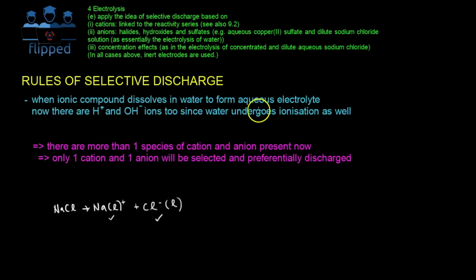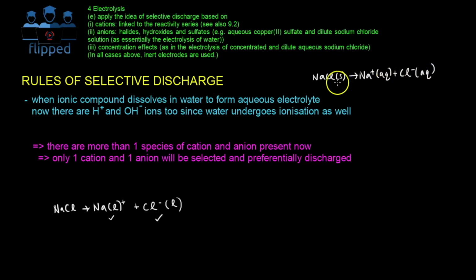But in the case of aqueous electrolyte, that is when I dissolve my ionic compound in water to form aqueous electrolyte, there are now H+ and OH- as well, because water undergoes ionization as well. What do I mean? In the case I use back NaCl, so I have NaCl here, solid. When I dissolve them, it's different from molten already. It will form actually Na+ aqueous with Cl- aqueous.